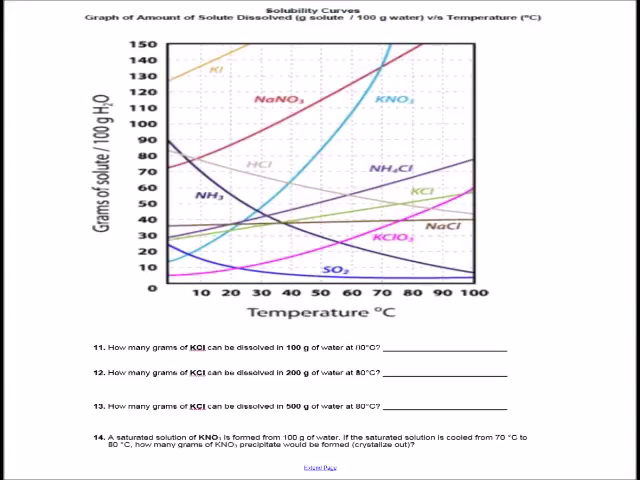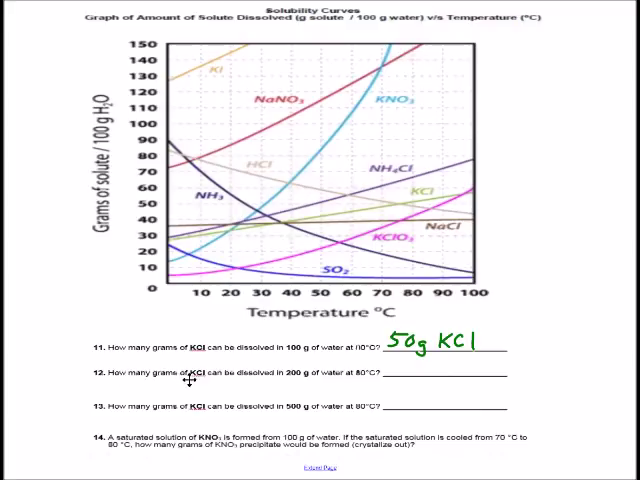For questions 11 through 14, we are going to need to be able to plot points again. Okay, question 11. How many grams of potassium chloride can be dissolved in 100 grams of water at 80 degrees Celsius? So I go to 80 degrees Celsius, and I want to know how many grams of potassium chloride. So I'm going to go up and find potassium chloride. Okay, that line is right here. So I'm going to go all the way across here. It looks like 50. I can hold 50 grams of potassium chloride in 100 grams of water, because it did say that in 100 grams of water. So 50 grams potassium chloride, 100 grams of water.